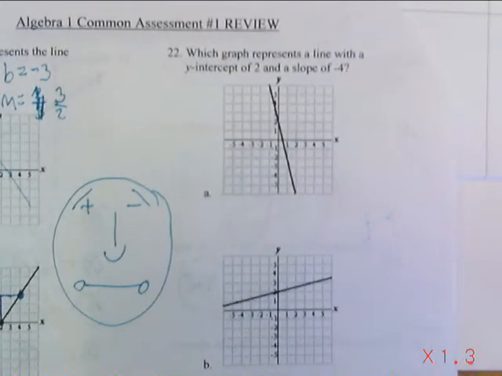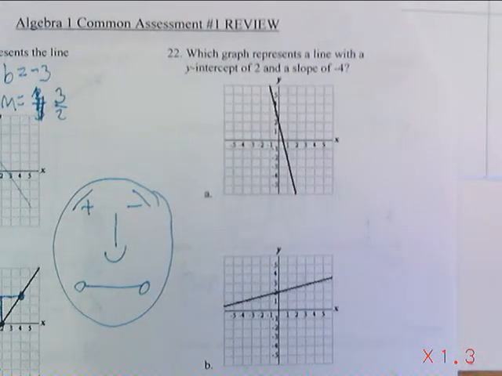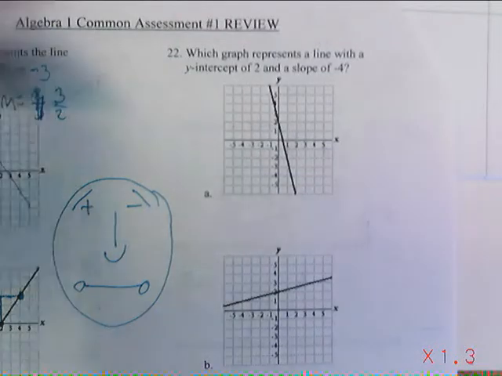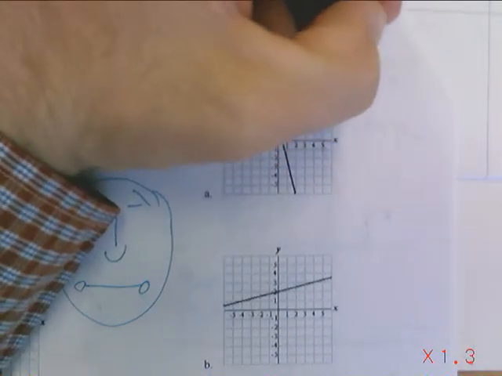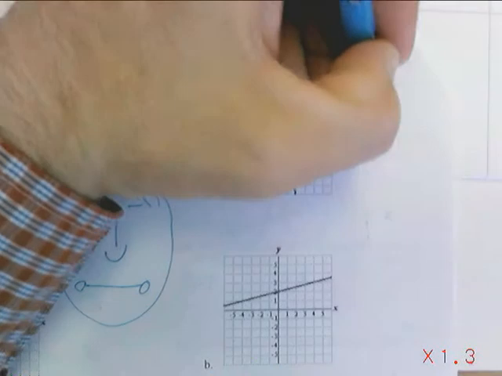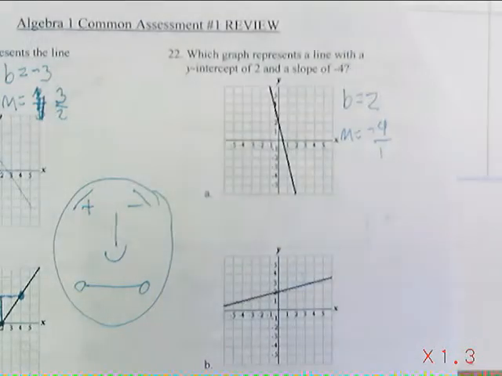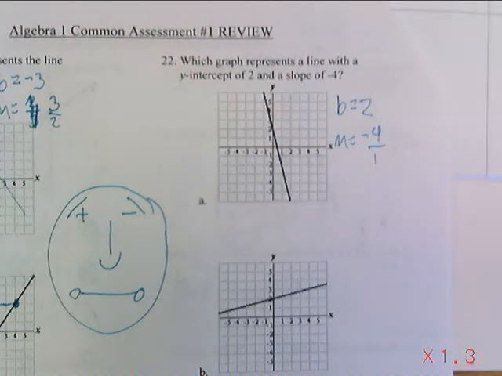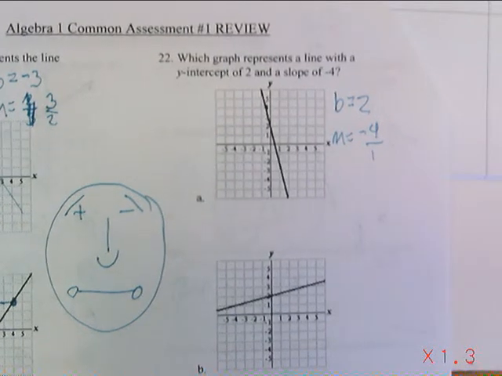22. Which graph represents a line with a y-intercept of 2 and a slope of -4? So my B is 2, and my M is -4 over 1. All right, let's eliminate some based on the y-intercept of 2.